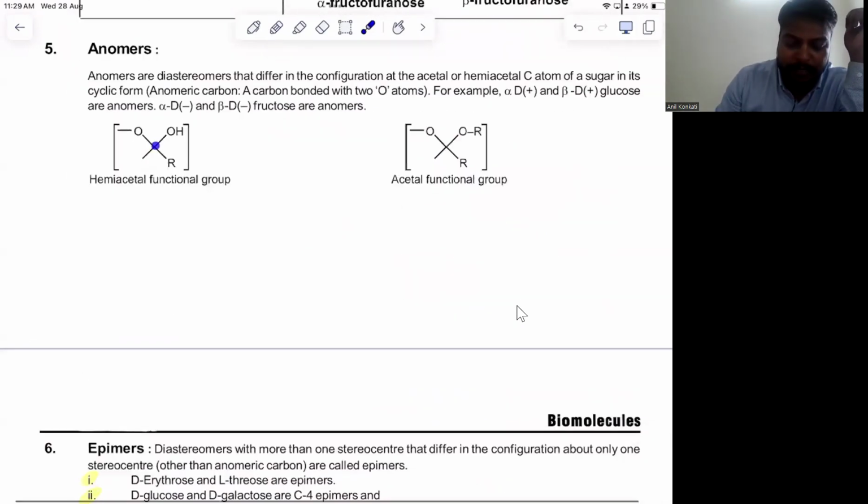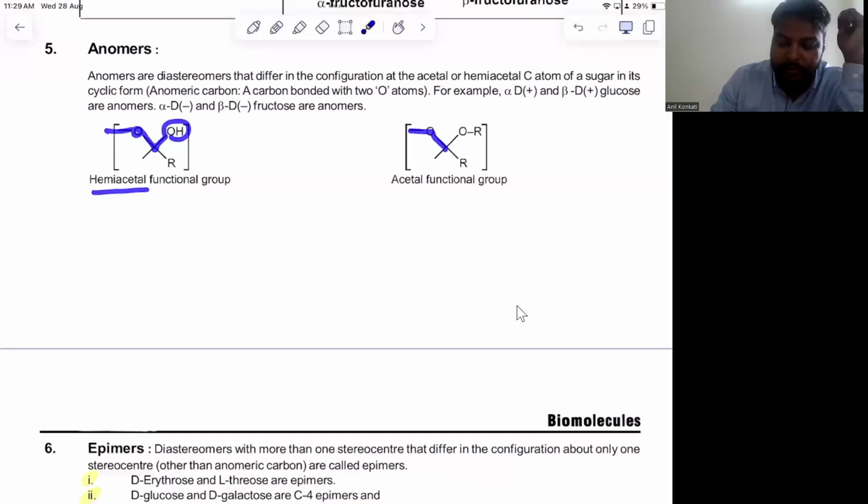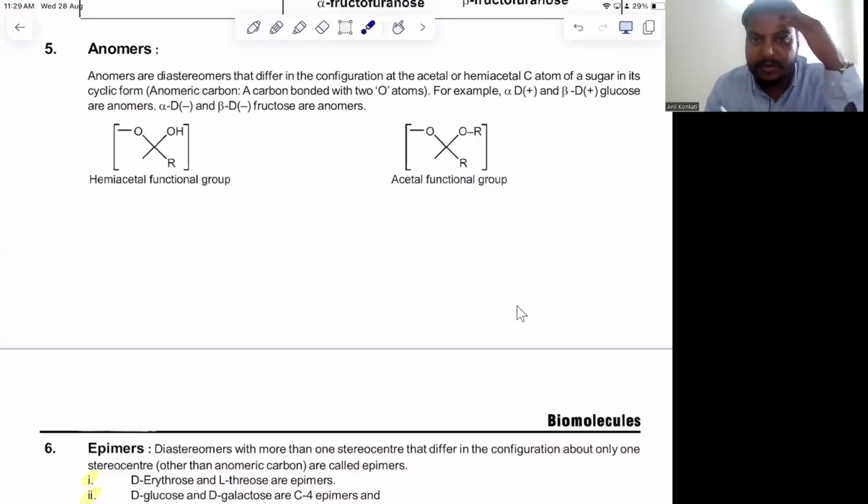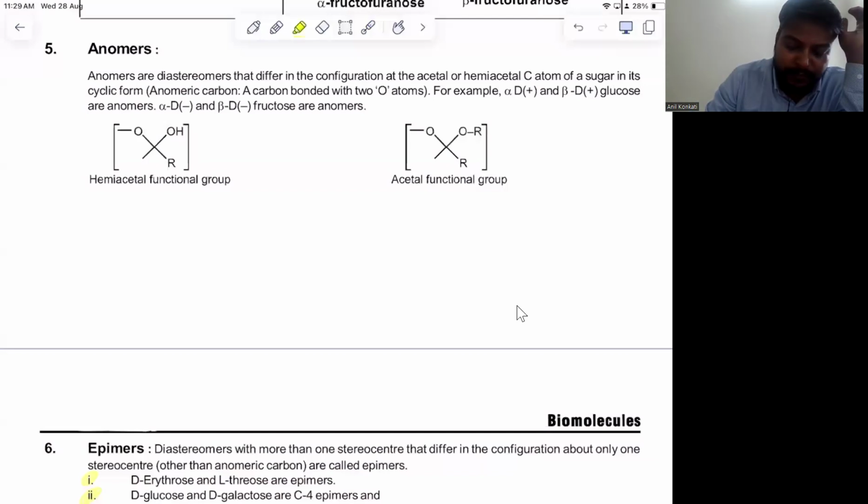Next, anomers. If you have carbon holding O with some group and OH, that is hemiacetal. If we have O and OR here, that is acetal carbon. If we have any acetal carbon on the sugars, we call that carbon center the anomeric carbon. Remember this word: carbon bonded with two oxygen atoms is called anomeric carbon.